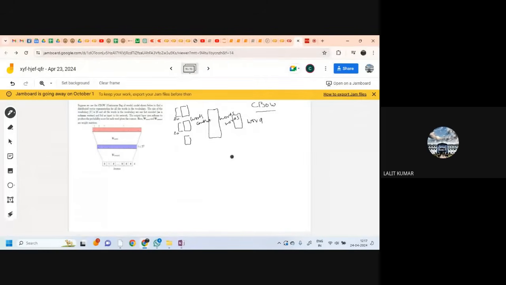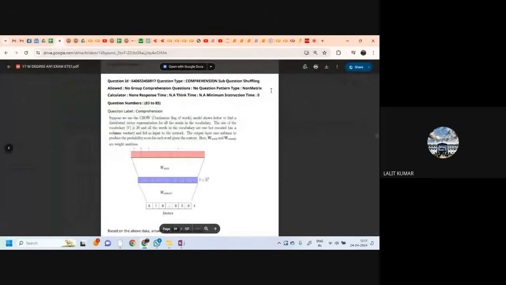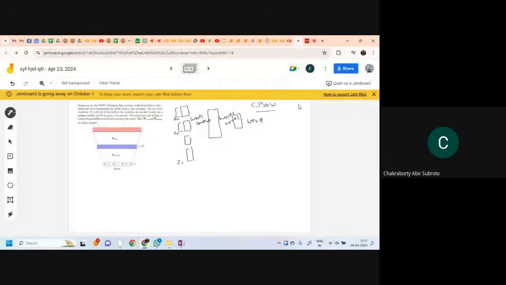He is saying that all the words are fed. Now let's see what the inner layer is. The inner layer is 5, and here it will be 20. So 20 into 5 is 100. And there it becomes 20 into 5 into 20, which is 2000. So as per my understanding, it should be 2100.